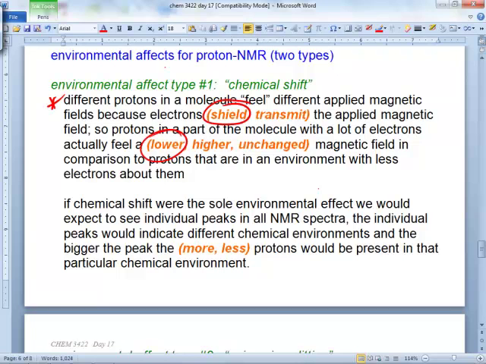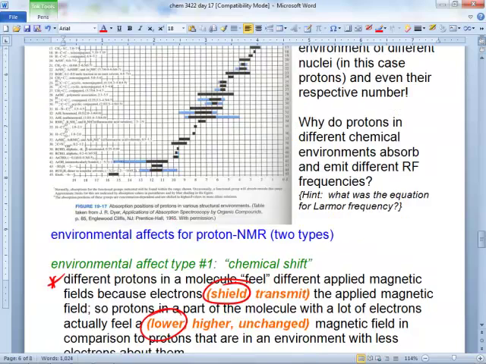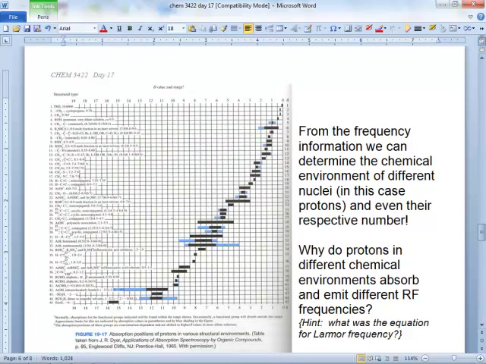Okay. If a chemical shift were the sole environmental effect, we would expect to see individual peaks in all NMR spectra. The individual peaks would indicate the different chemical environments. And the bigger the peak, the more protons, right? So you'd have, okay, we have all the methyls. That's always this frequency. And you say, oh, okay, you line up wherever your little frequency is. You use this little funky chart.